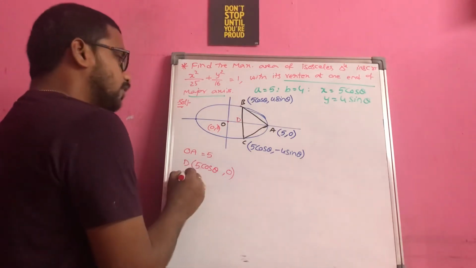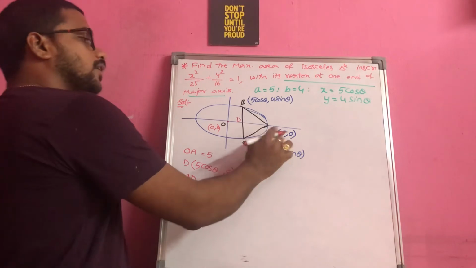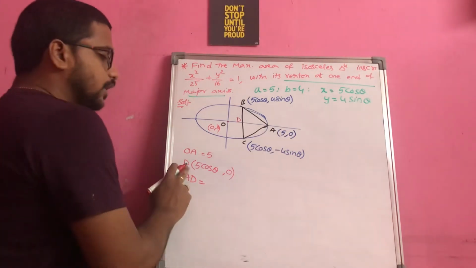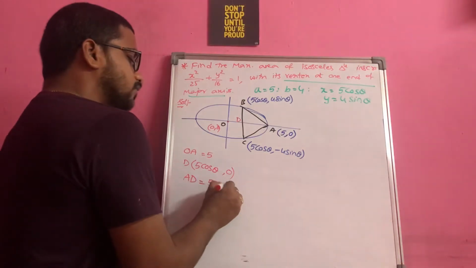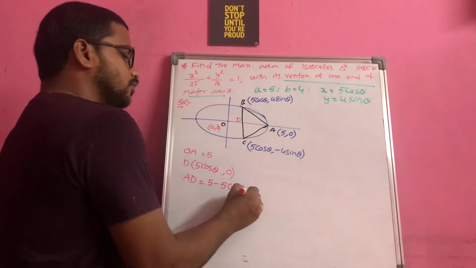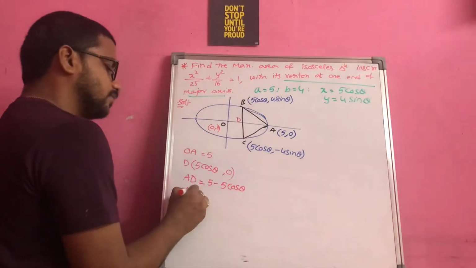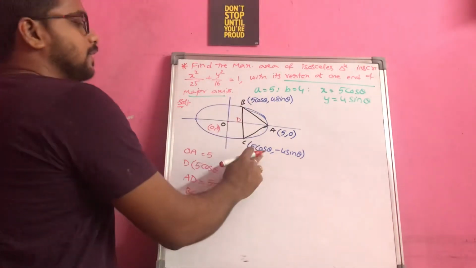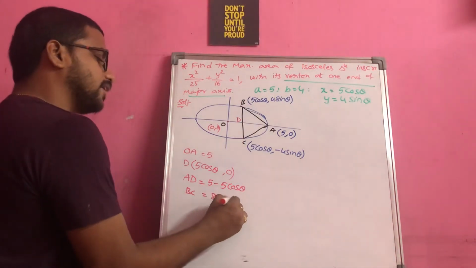Now, can you tell me the value of AD? The A coordinate is (5, 0). The D coordinate is (5 cos theta, 0). So obviously the AD distance will become 5 minus 5 cos theta. And the BC distance, you will get 8 sin theta here.